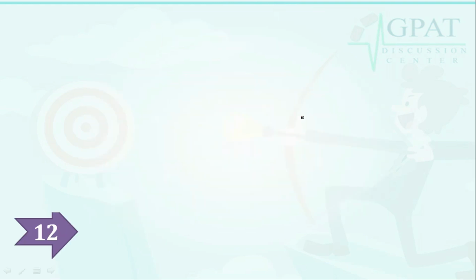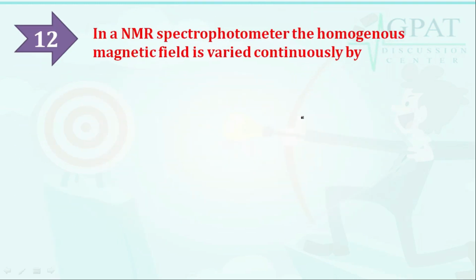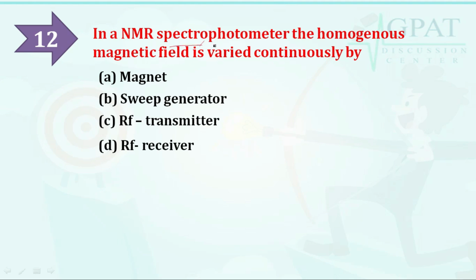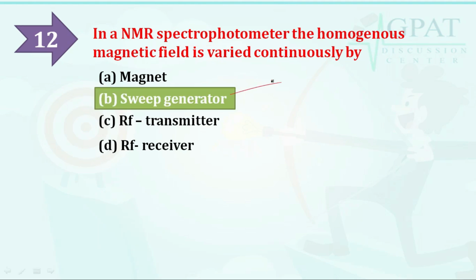So now moving on to the next question. In an NMR spectrometer, the homogeneous magnetic field is varied continuously by, option A, magnet; option B, sweep generator; option C, RF transmitter; option D, RF receiver. So in an NMR spectrophotometer, the homogeneous magnetic field is varied continuously by the sweep generator. The correct answer is sweep generator.